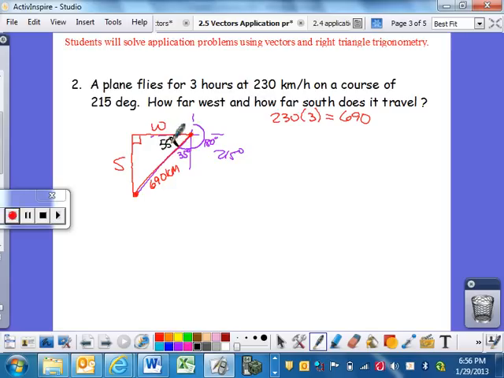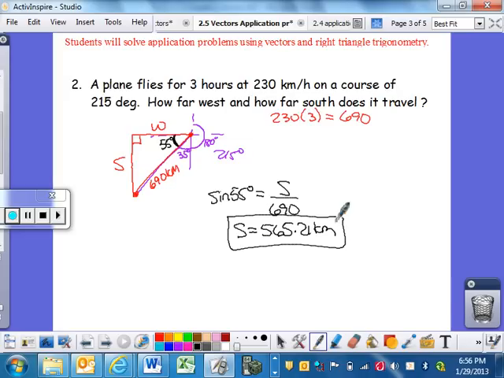However, you can visualize that. Now it becomes pretty simple to find your south direction and your west direction and how far you actually traveled. Okay? So in order to do that now, I'm going to do the south direction first, arguably speaking. So it's the opposite with the hypotenuse, so sine of 55 degrees equals your south direction over 690. Multiply 690 to both sides. Your south direction equals 565.21. And this is just kilometers because I'm finding a distance now because that's what I have on my hypotenuse.